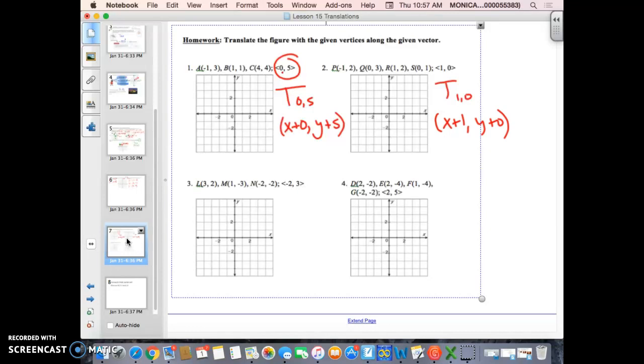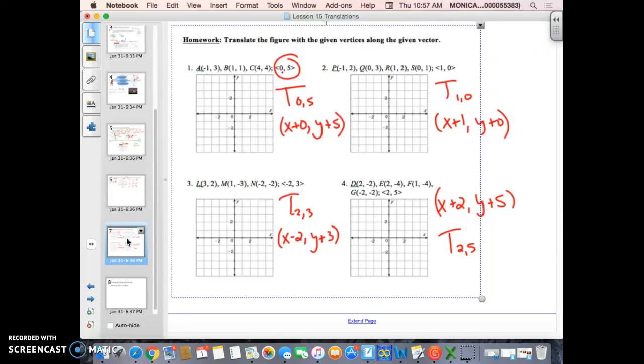Down here, big T -2, 3. You'll see that written sometimes. Or you could say x minus 2, y plus 3. And then lastly, these coordinates are x plus 2, y plus 5. Or you can write it in this notation where you say T 2, 5. T stands for translation, so it's going to be a slide.